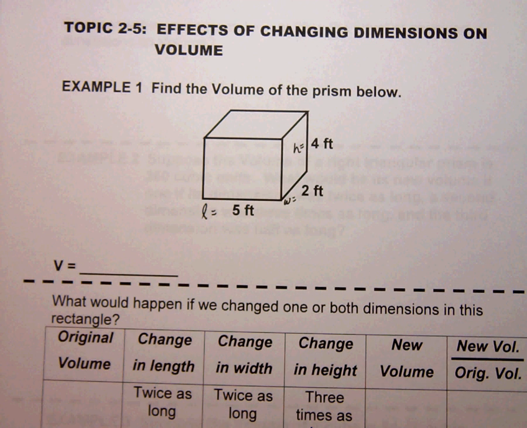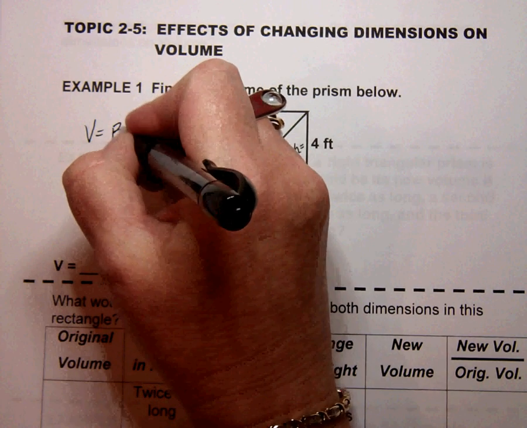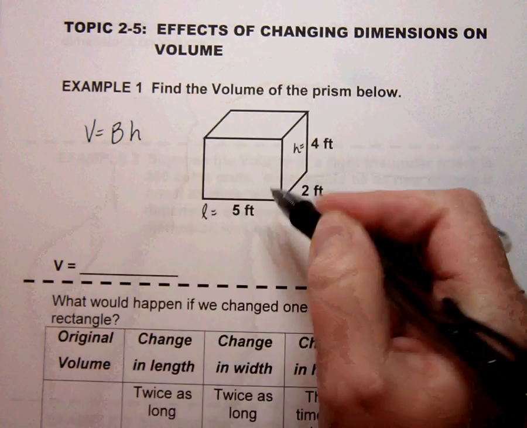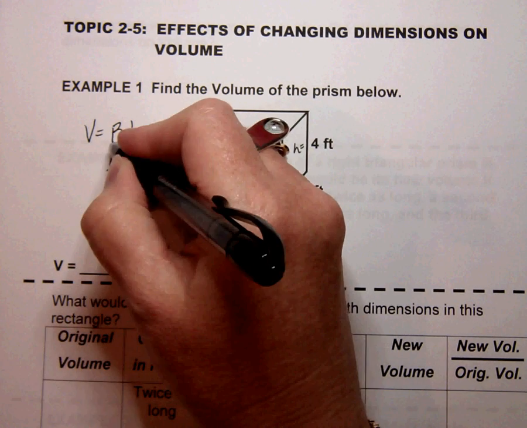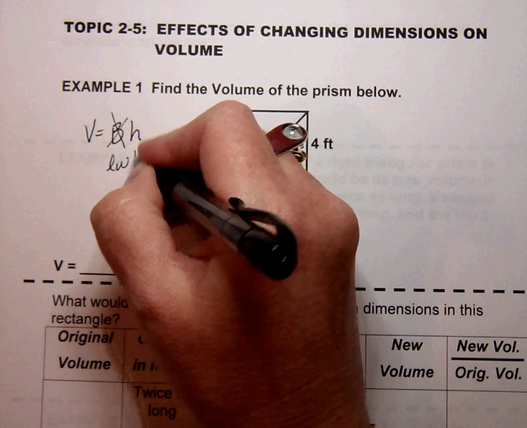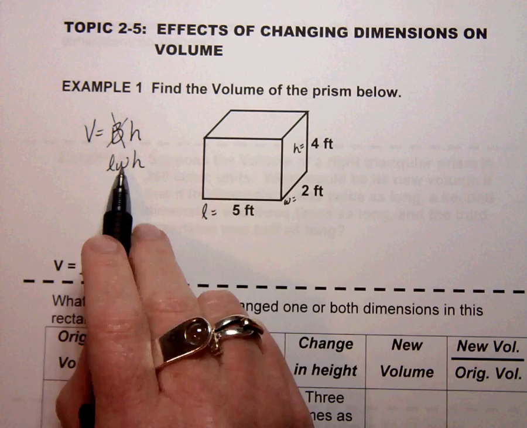Okay, we're on section 2.5, effects of changing the dimensions on volume. Let's find the volume of this prism. Remember, the volume formula is the base area times the height. And on this one, since it's a rectangle, the base is the length times the width. So I'm going to actually change the capital B into LW because that is going to be your base area.